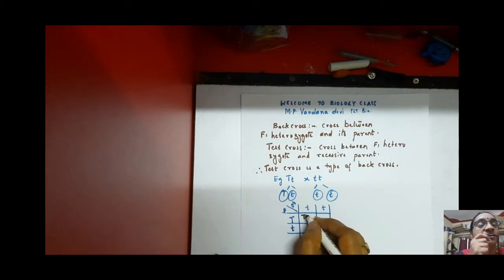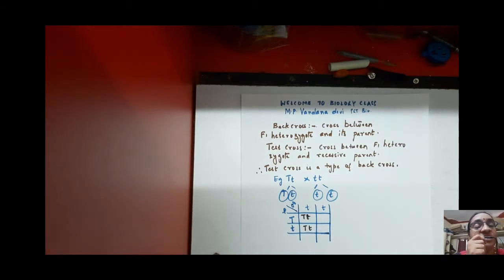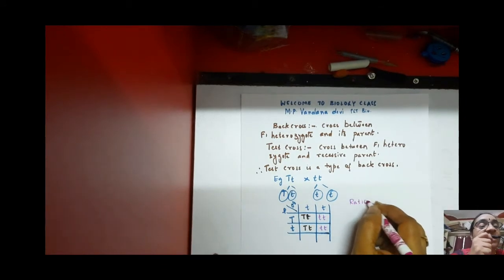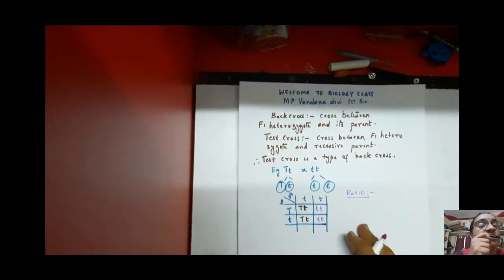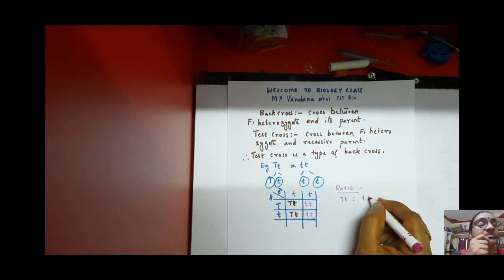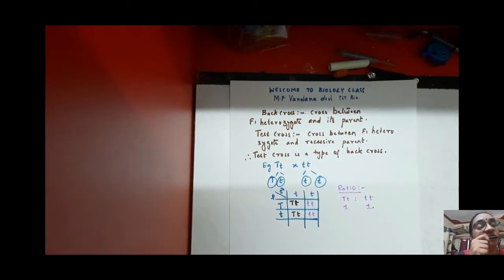So what do you get here? These two are capital T small t, that is heterozygous tall, and the next two will be pure dwarf. So what do you observe? Out of the four progeny obtained here, two are heterozygous tall and two are homozygous or pure dwarf, isn't it? So what is the ratio then? The ratio is 1:1. Phenotypically also 1:1, genotypically also 1:1, isn't it?